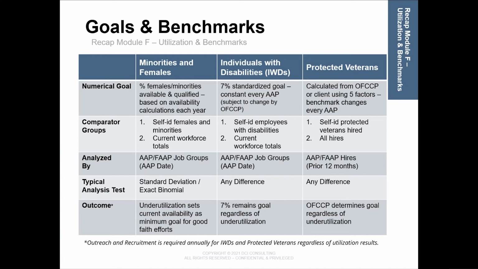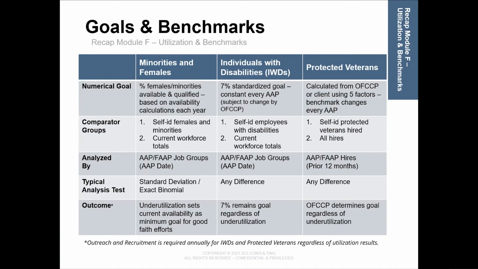The new goal is always going to be 7%, so no matter what your current incumbency looks like for individuals with disability self-ID status, if it is underutilized, it will remain 7%. Protected veterans is calculated from OFCCP and is provided to the OFCCP community on their website each year. Or clients do have the option of using 5 different factors in determining the benchmark.